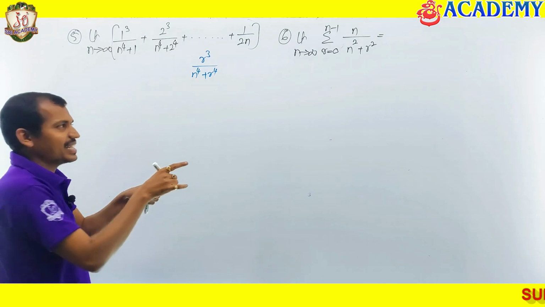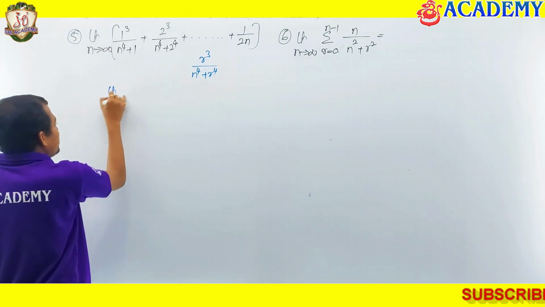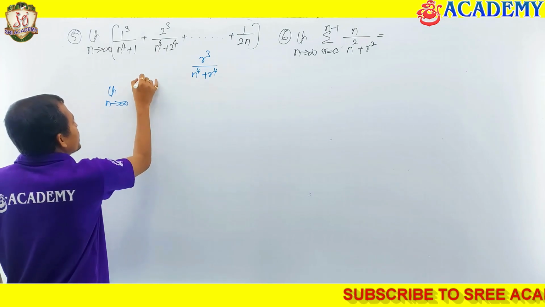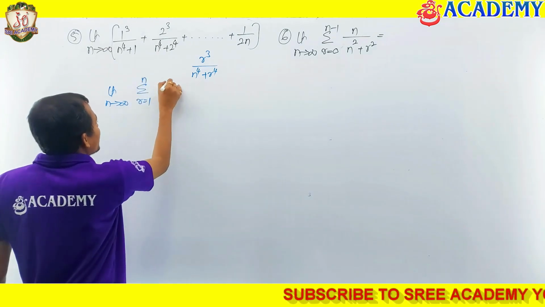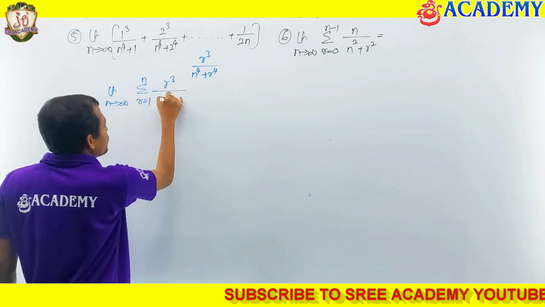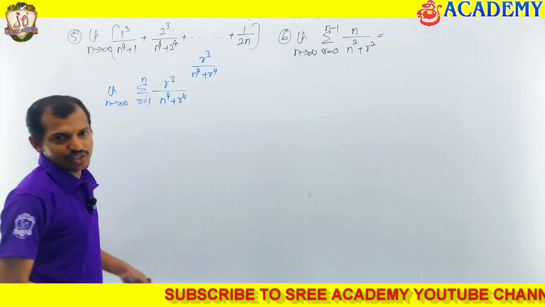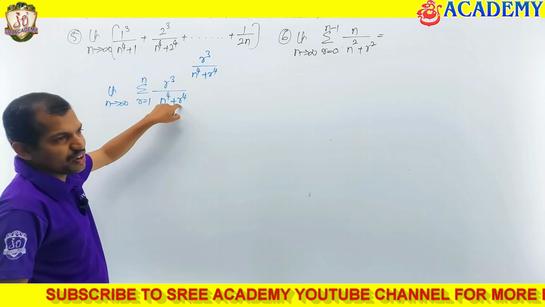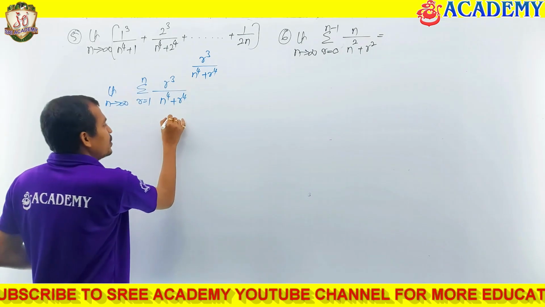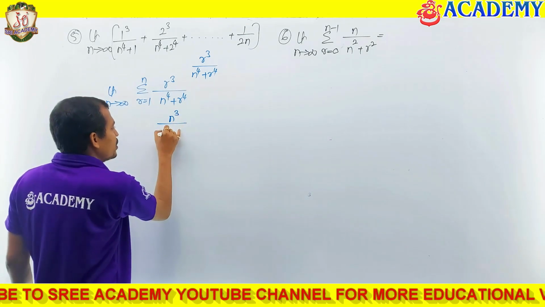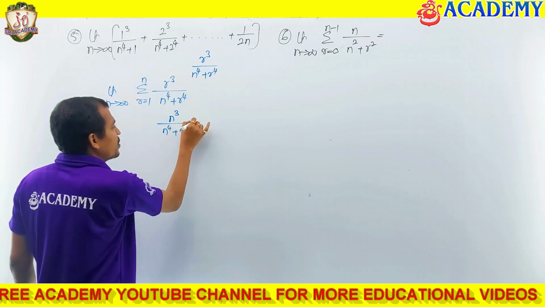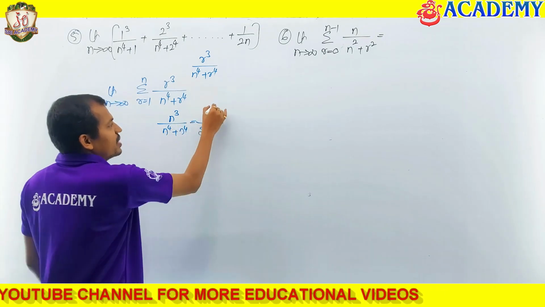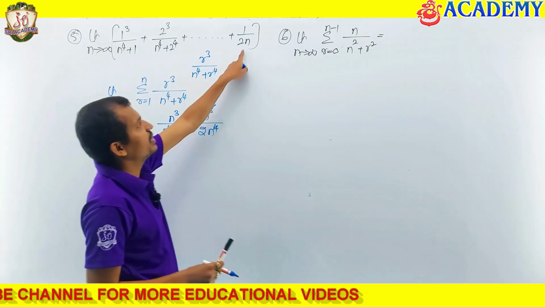If I write this as a summation of limit, limit n tends to infinity, sigma r equals 1 to n, r to the power of 3 divided by n to the power of 4 plus r to the power of 4. If I write n in place of r, that is n to the power of 3 divided by n to the power of 4 plus n to the power of 4, which is nothing but n to the power of 3 divided by 2 into n to the power of 4. That is nothing but 2n only.